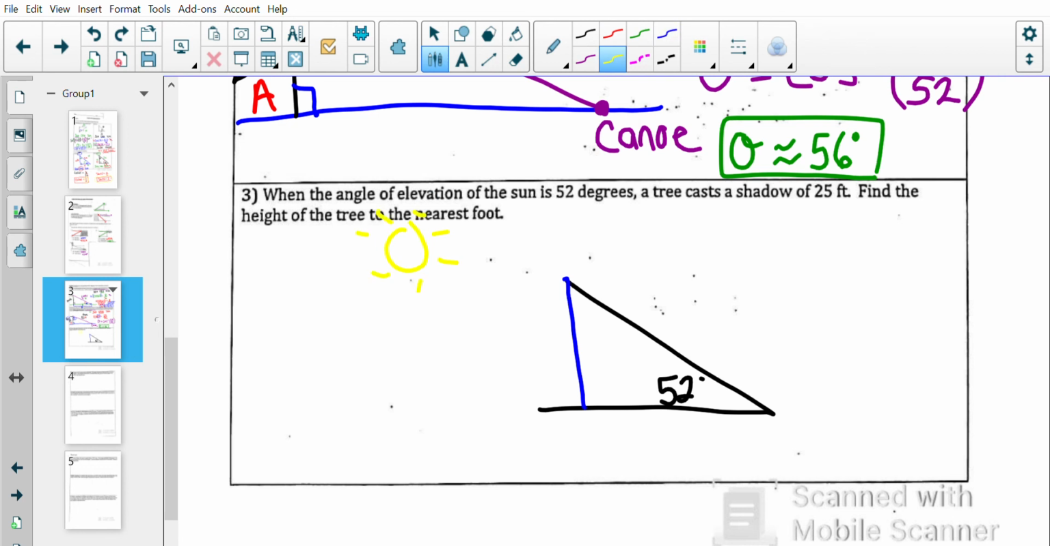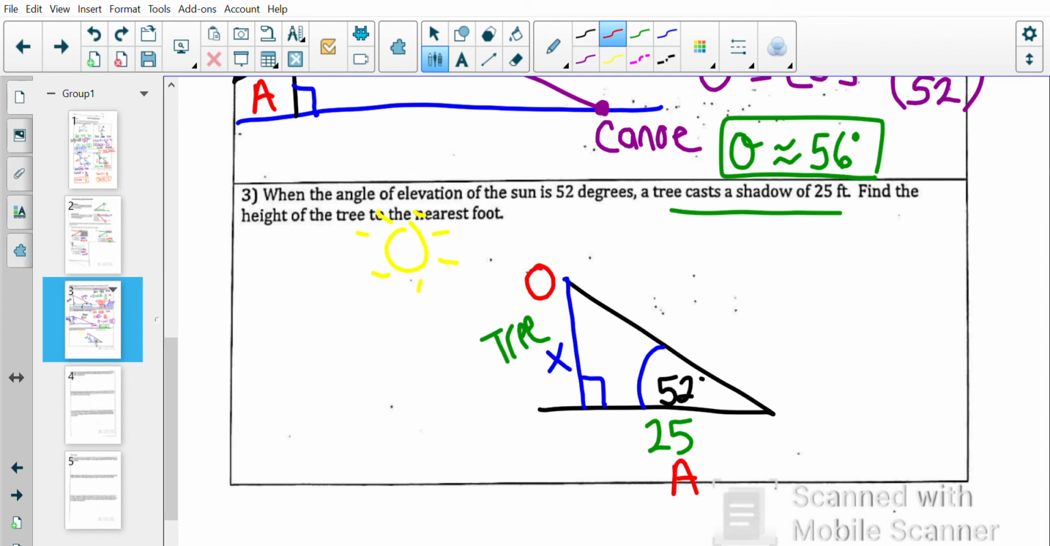And now, so our shadow, obviously, if this is our tree, the shadow is going to be in front of it. So they're saying the tree casts a 25-foot shadow. So here's our 25-foot shadow. Find the height of the tree. So here's our x, and we know the tree makes a right angle with the ground. So we're going to label everything in reference to our 52 degrees. We know x is opposite 52, and we know 25 is adjacent to 52.